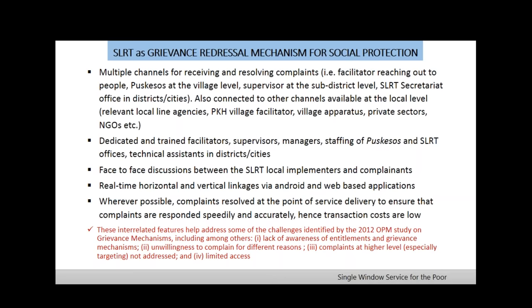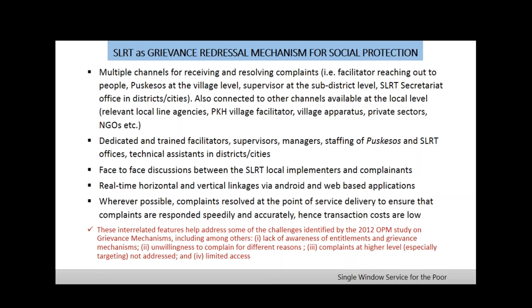SLRT also has dedicated and trained facilitators. So the facilitators at the village level and also other implementers like supervisors, managers and staff of Puskesos and SLRT offices at the district level are trained by the National Secretariat of SLRT under the purview of the Ministry of Social Affairs. And we also have technical assistance in each district or city.